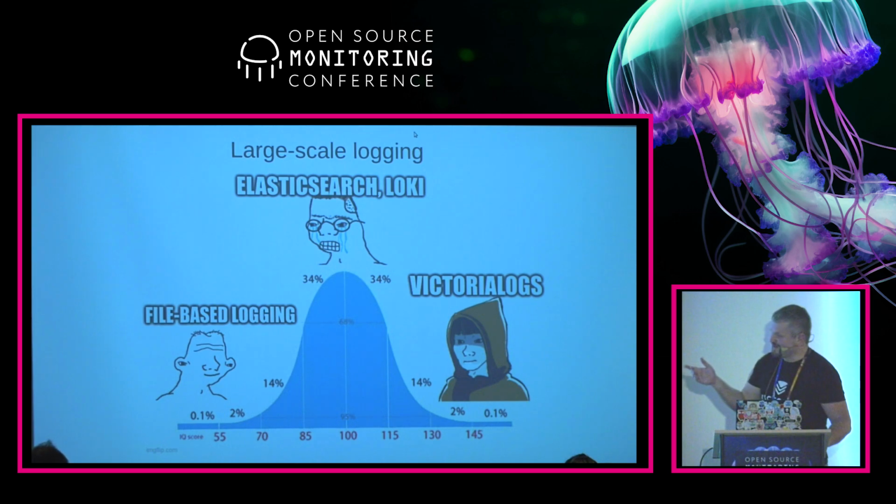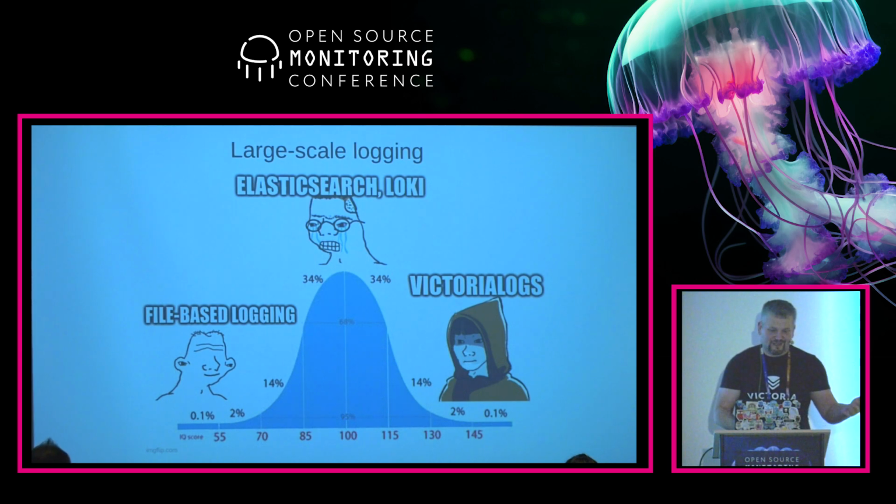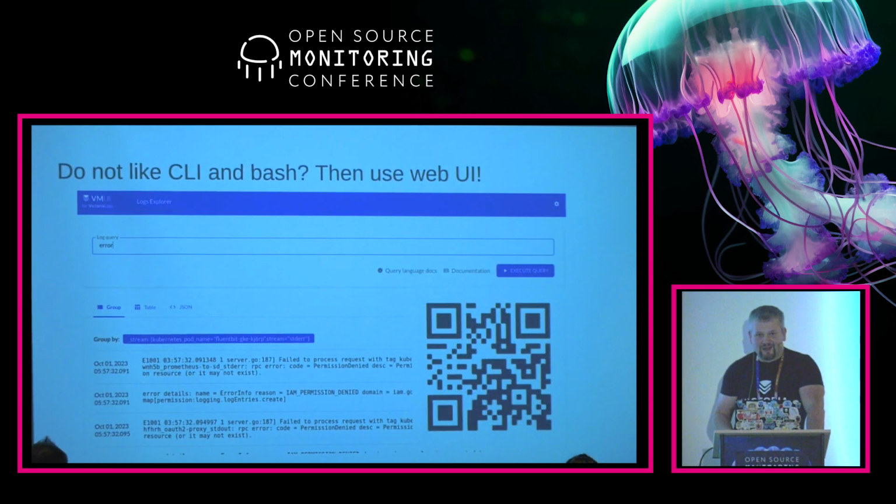So how it looks: you start with file-based logging, then you discover Elasticsearch or Grafana Loki, and after that you discover VictoriaLogs and understand that VictoriaLogs is basically file-based logging on steroids. It is easy to use, it works on large scale, and it integrates well with traditional command line tools, like file-based logging. And if you don't like command line tools, then VictoriaLogs also provides a web UI, like Elasticsearch or Grafana Loki, and you can use this web UI.